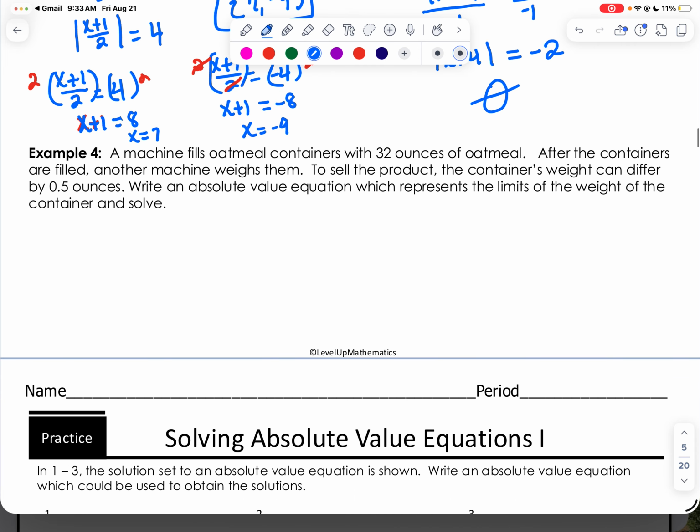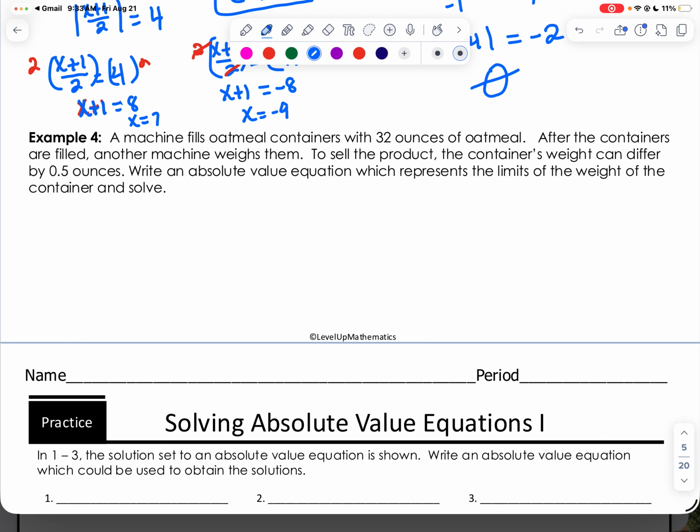All right, last example. A machine fills oatmeal containers with 32 ounces of oatmeal. After the containers are filled, another machine weighs them. To sell the product, the container's weight can differ by 0.5 ounces. Write an absolute value equation which represents the limits of the weight of the container and solve.